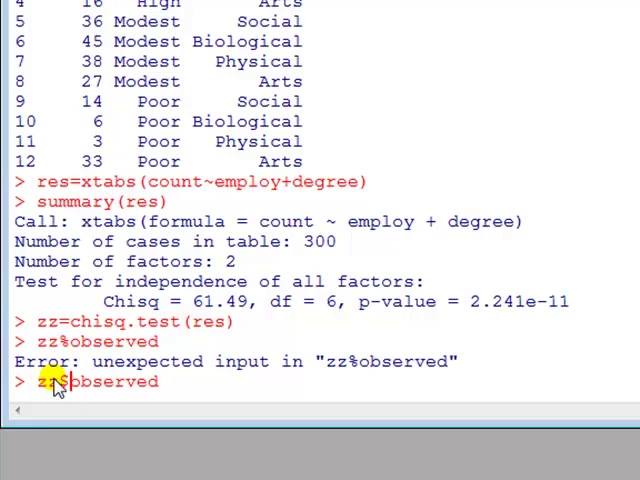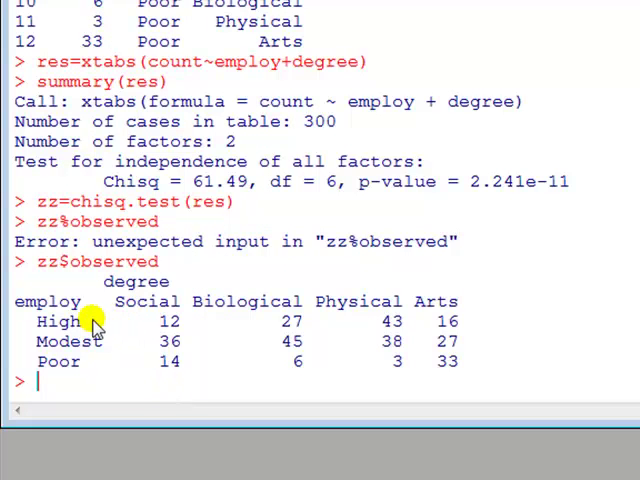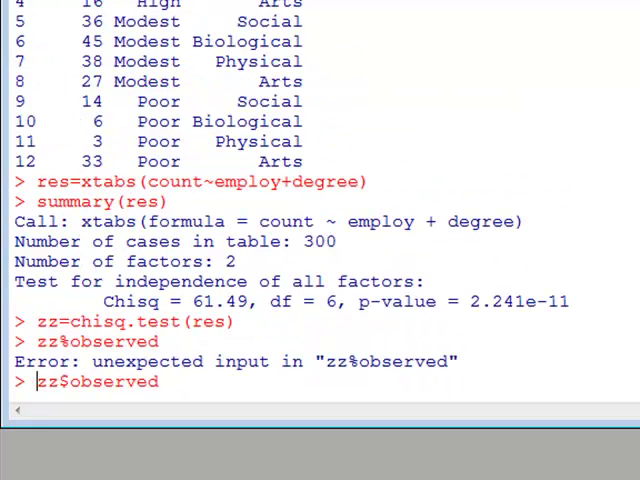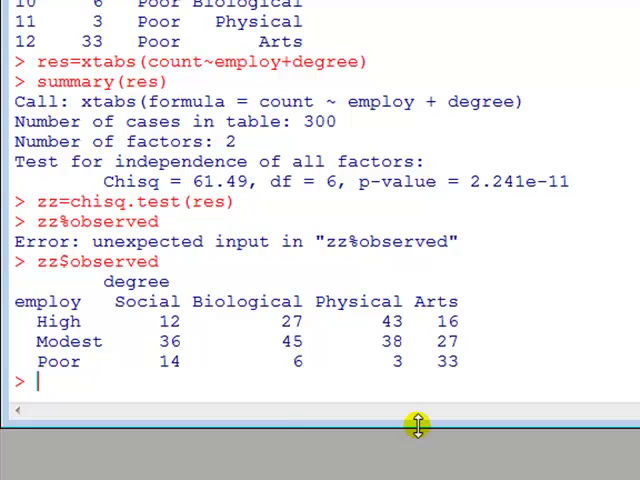Observed values, so ZZ, and then dollar sign to say we look inside that ZZ object for the observed. There you go. So degree: social, biological, physical, arts; employment: high, modest, poor. 12 people out of 300 observed to have done a social degree and had high employment status. So this table is the same as this thing here, just differently formatted.